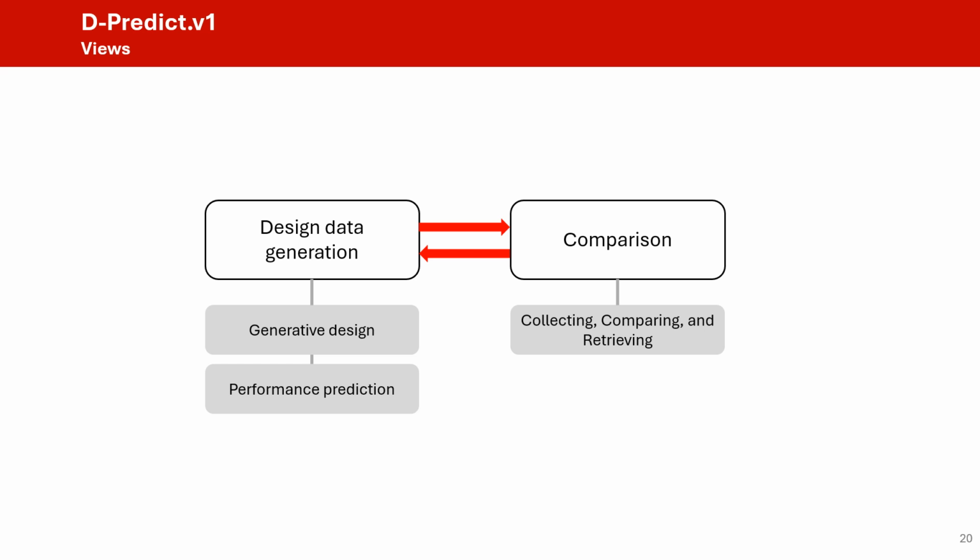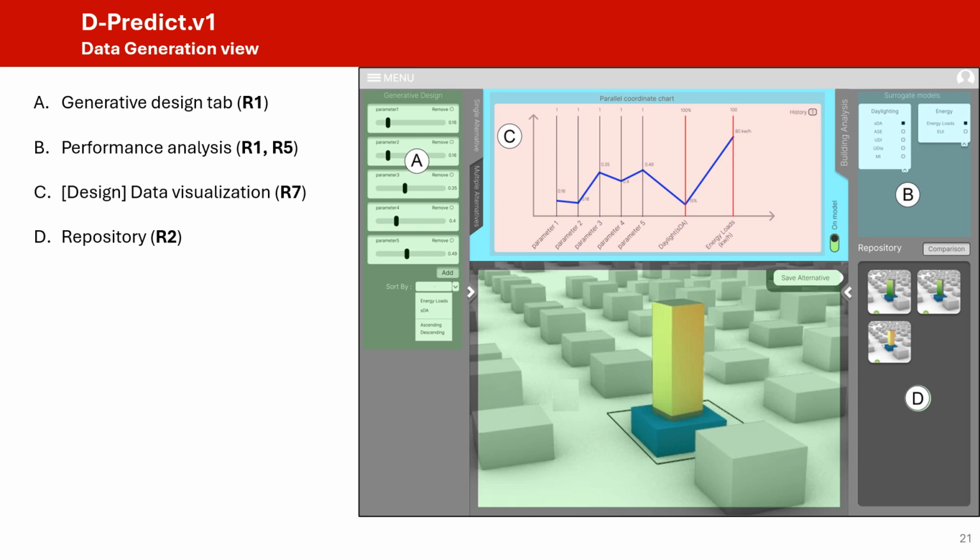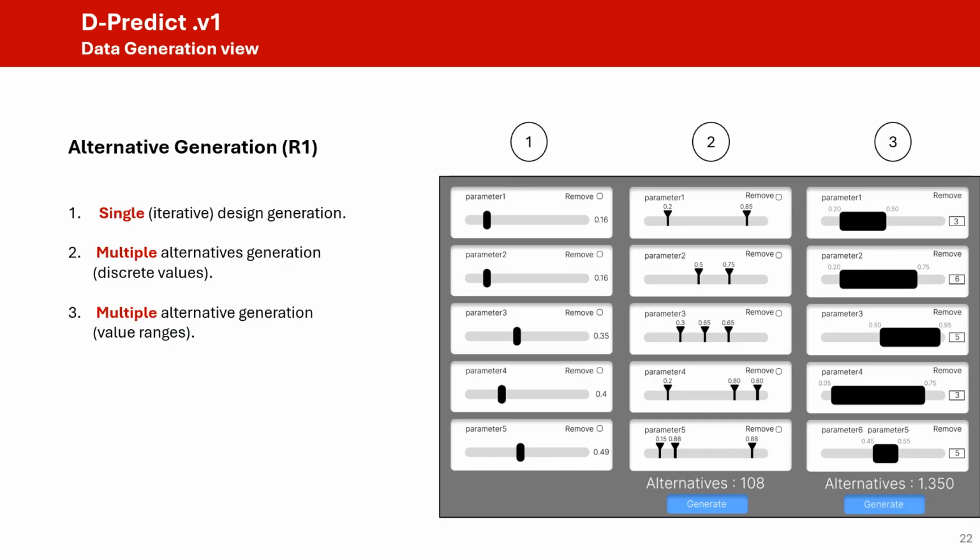DPredict involves two main tabs: data generation and comparison. The data generation tab supports design generation and performance prediction, utilizing machine learning-based surrogate models for various performance metrics, along with design data visualization and a repository for collecting plausible design solutions. The interface supports different design generation methods.